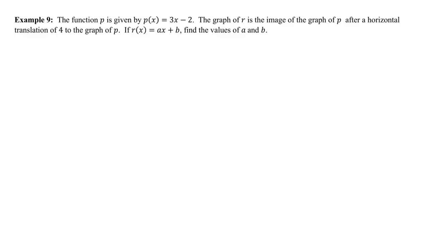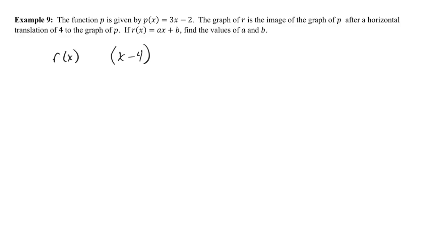All right, so we're given a function p. It's a linear function. It's 3x minus 2. And we want to find the values of a and b for the function r. So the graph of r is the image of the graph after a horizontal translation of 4. Remember, horizontal goes inside parentheses. So we know that it has to be, and since it's a +4, it would be -4 on the inside.